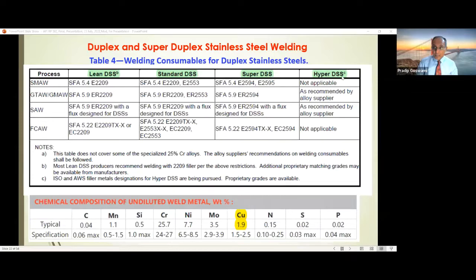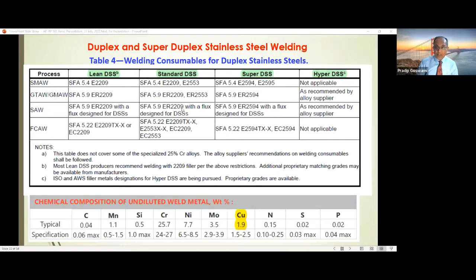And hyper duplex is something where the chrome content is typically above 27%. There are two varieties available, with 27% and 32% chromium. Hyperduplex is very prone to ferrite as well as sigma phase transition, and it's not that everybody can handle this hyperduplex. That is why they have left it to the manufacturer or the supplier of welding consumables, so it's better to go with their recommendation. And you know very well these hyperduplex products are manufactured by one or two specific companies, and it's better to seek their opinion and recommendation when you are dealing with hyperduplex in any oil and gas downstream applications.